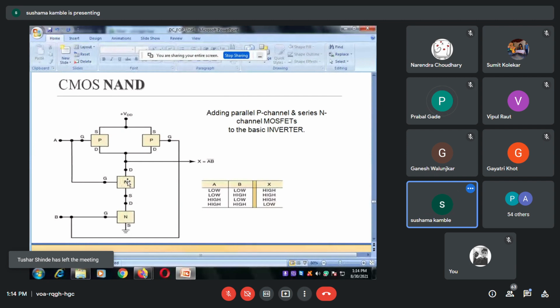Okay. Now for B we are applying high. Is this going to be on or off? NMOS on. On. On, correct. And this is going to be off, P. Correct.